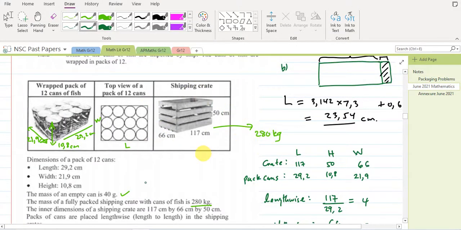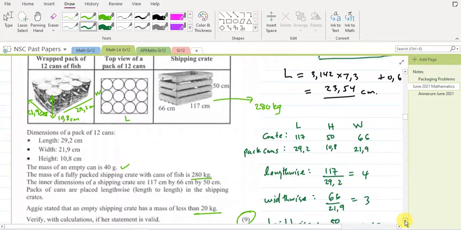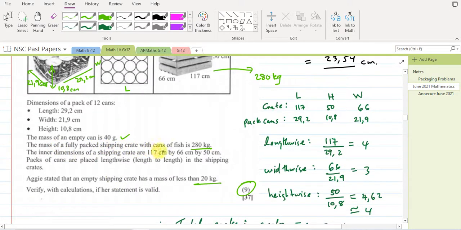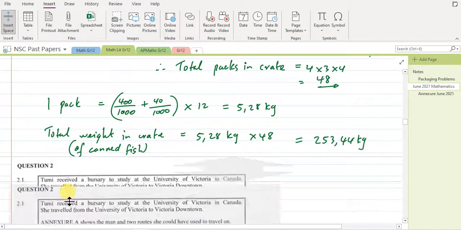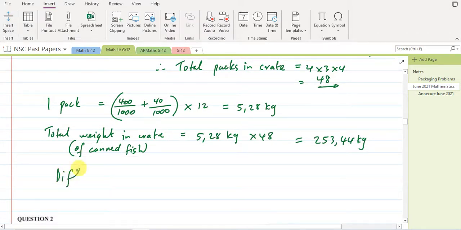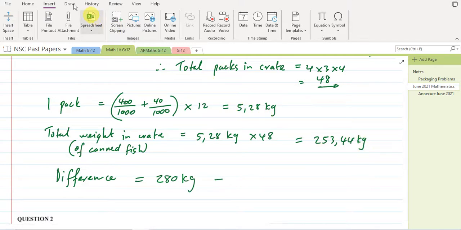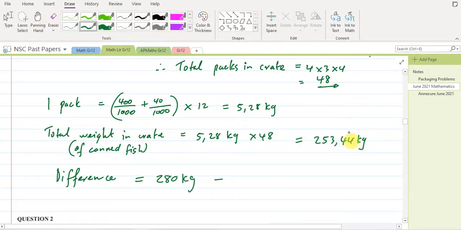Now remember what they told us: the total weight of the crate with the fish is 280 kg. Read the story here. The mass of the fully packed shipping crate with cans of fish is 280 kg. So now you need to look at the difference. So the difference is equal to 280 kg minus this, because there's only 253.44 kg of canned fish in the crate. So obviously you'll get the mass of the crate if you take the difference.